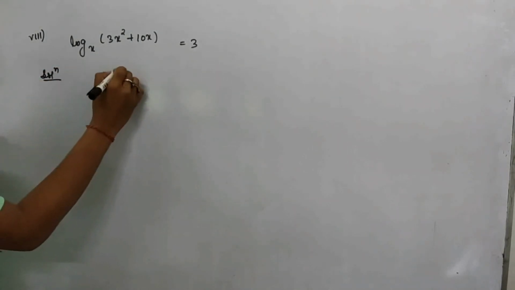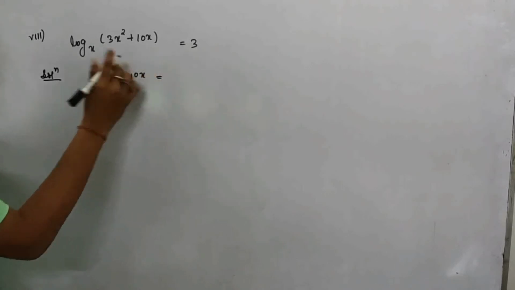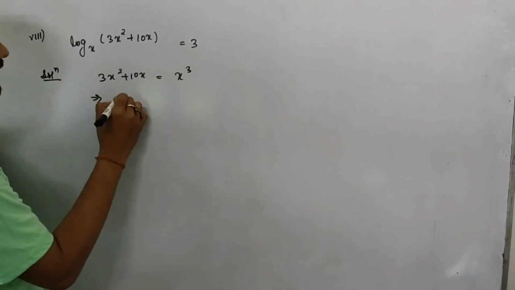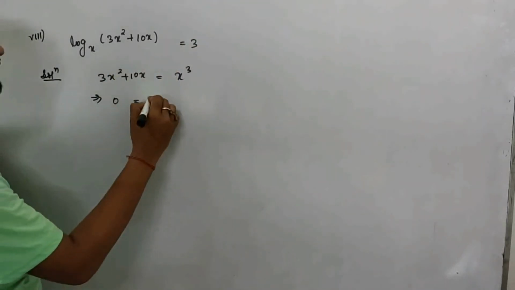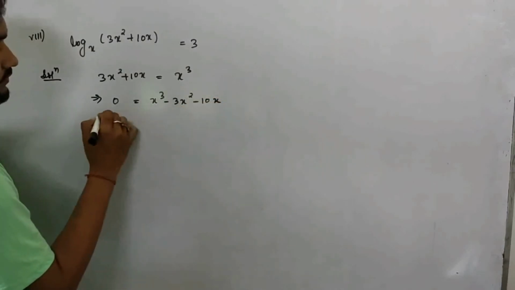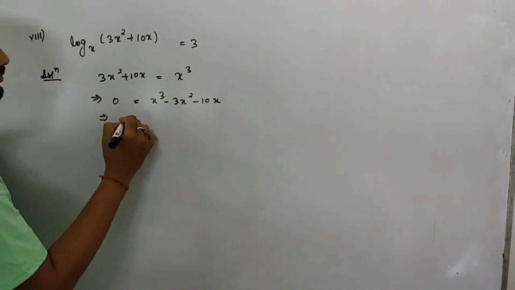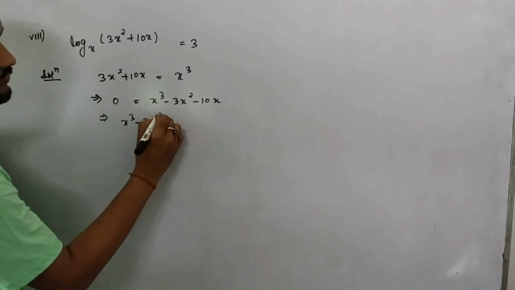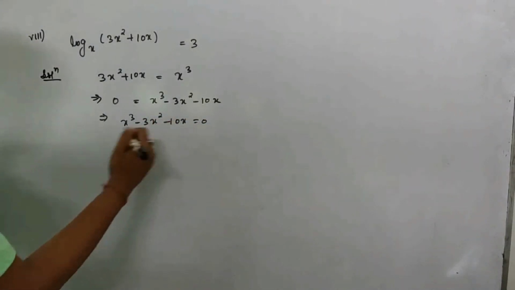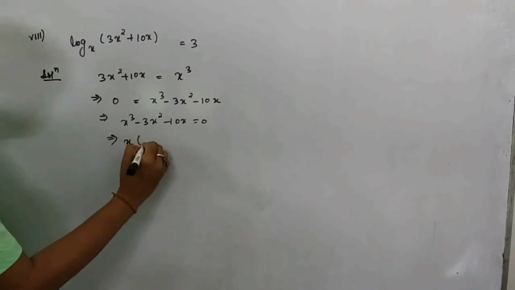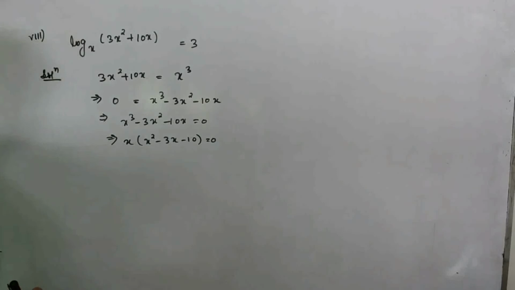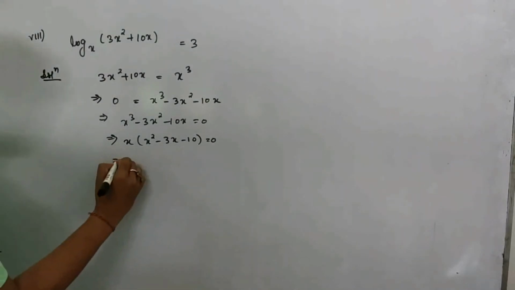So I can write 3x square plus 10x. This base will go over here as base, means what? X cube. So if I take all this to that side, x cube minus 3x square minus 10x equal to 0. Done. Simple, take x common. What will remain? X square minus 3x minus 10 equal to 0. So now you can factorize this one.